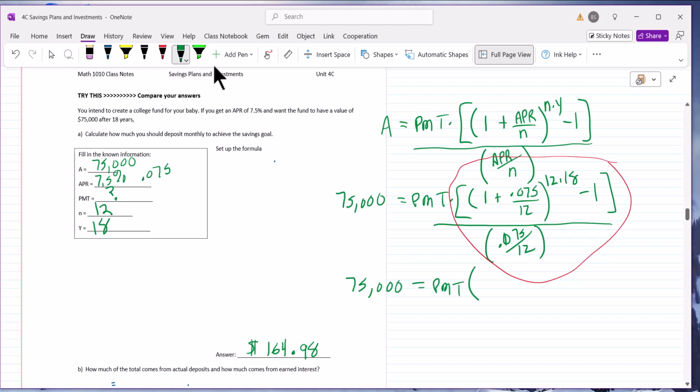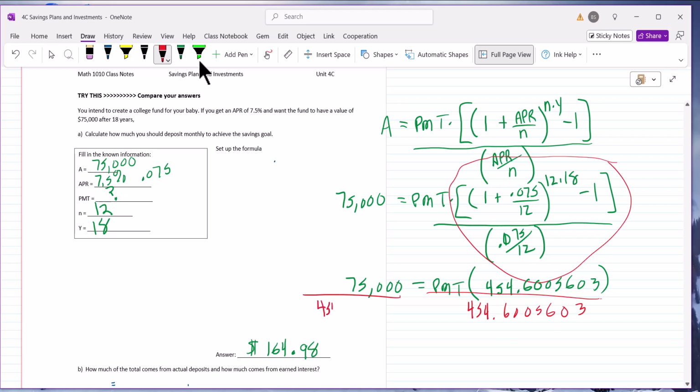And when you do that calculation, you would have got $454. And I would just keep putting all the decimals in there. I know you get tired of doing that, but you're going to miss accuracy if you do that. So now it's just a matter of dividing by that number. Okay, and then you get that answer. So if you take 75,000 divided by the 454.6005603, you're going to get that answer.